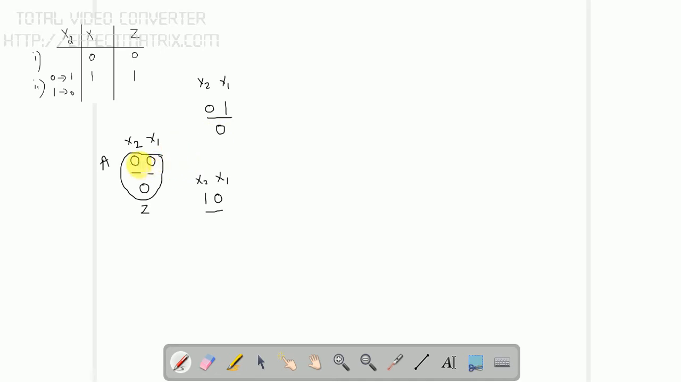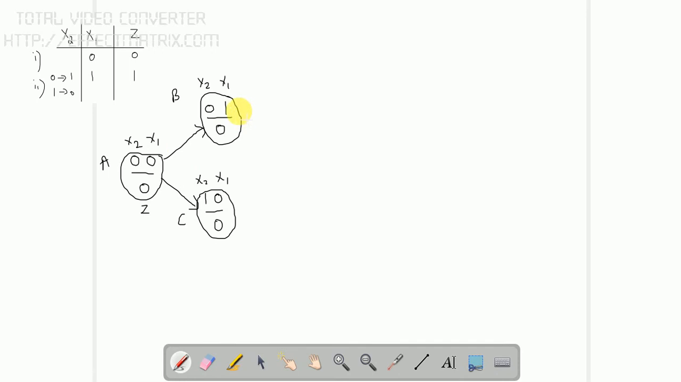Now x2 is 0 here and x2 is 1. There is a transition from 0 to 1. But here x1 is 0 and also x1 is 0. So my output automatically goes to 0. Since my x1 is 0, automatically my output is 0. So I have taken output as 0. So I am going to circle the states and give them the names B and C. So A to B and A to C.